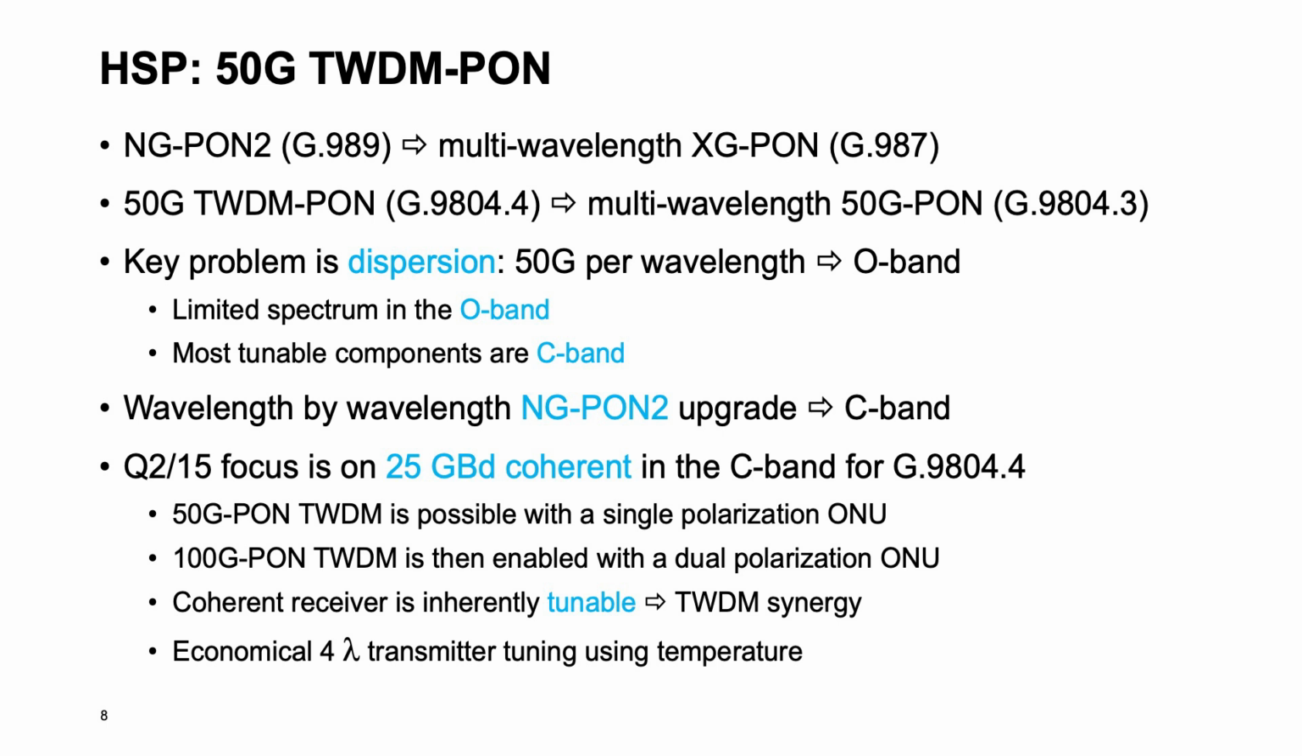In terms of the TWDM-PON, this is the 50G extension of what was the NG-PON2, the 10G line rates. If you think of NG-PON2 as the multi-wavelength version of XG-PON, then 50G TWDM-PON is the multi-wavelength analog of 50G-PON. And the issue we have there is dispersion in the fiber. This will drive us to work in the O band, the 1300 nanometer region, where a lot of our systems are already operating. So there's very limited spectrum, especially if you want to offer multiple wavelengths.